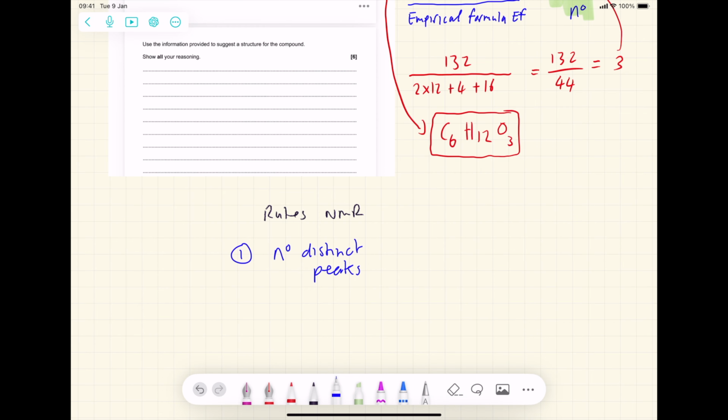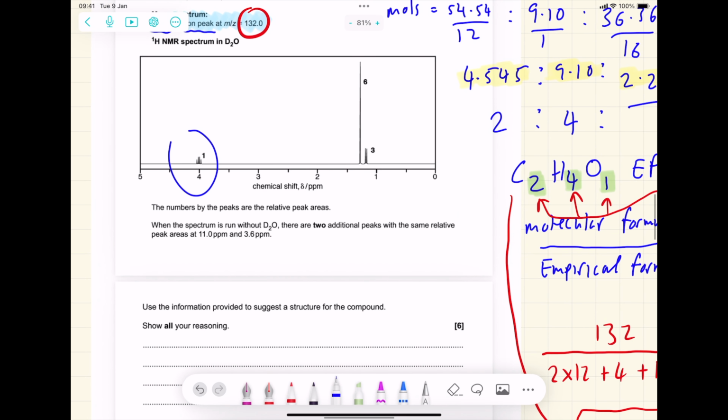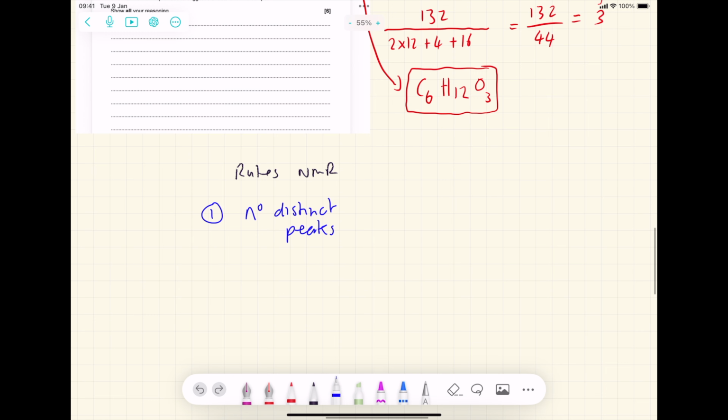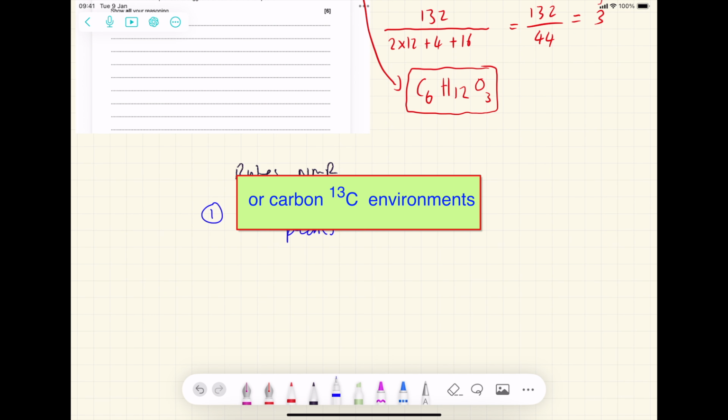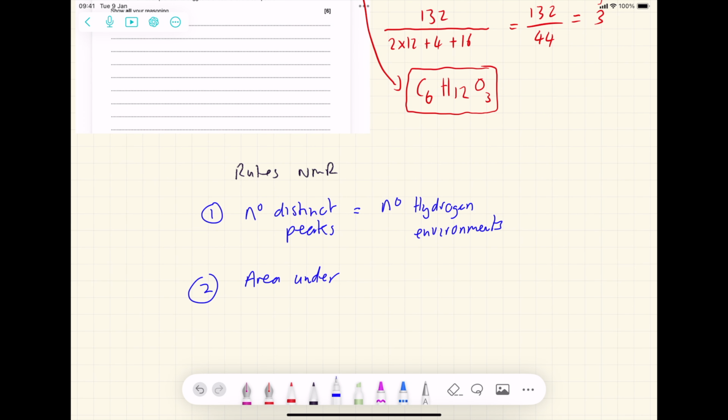So what is a distinct peak? Let me just show you what that is. This is equal to the number of hydrogen environments. Number 2, the area under the peak, which is referred to as the integration.